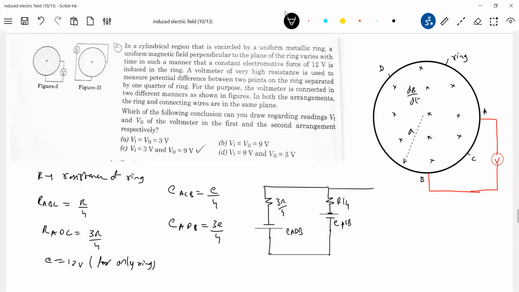Then there's a voltmeter will come. It has high resistance, so there's no current through the voltmeter. So in place of the voltmeter also, I will bring one cell. There's a voltmeter, EV1 I'll call. This is the first case, no? This is the first diagram.